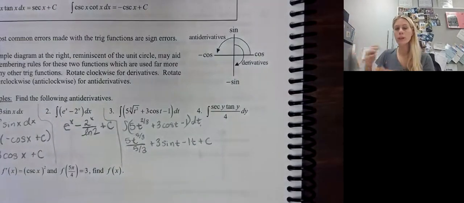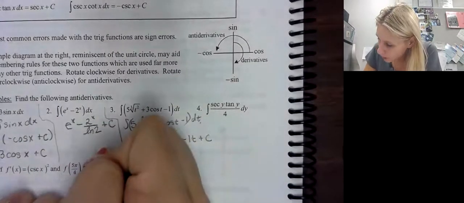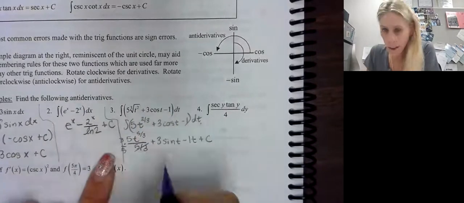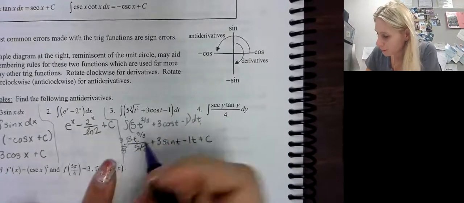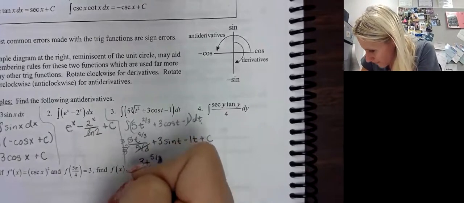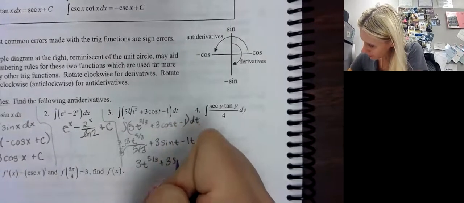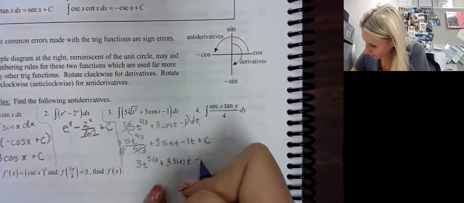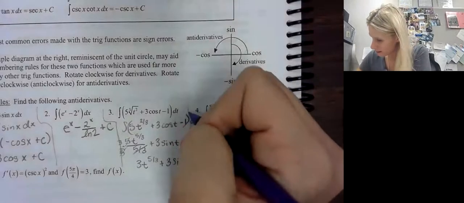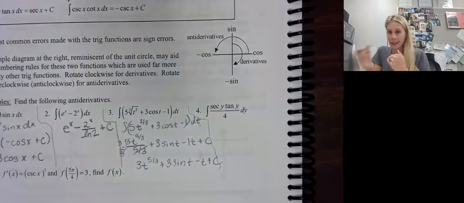Now I am going to simplify this a little bit more. Remember, dividing by 5/3 means multiplying by the reciprocal, which is 3/5. Okay, and what do you know? These 5s cancel, so I get 3 t to the 5/3 plus 3 sine t minus t plus c. Done.